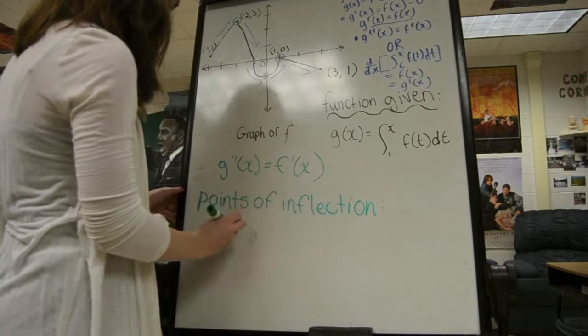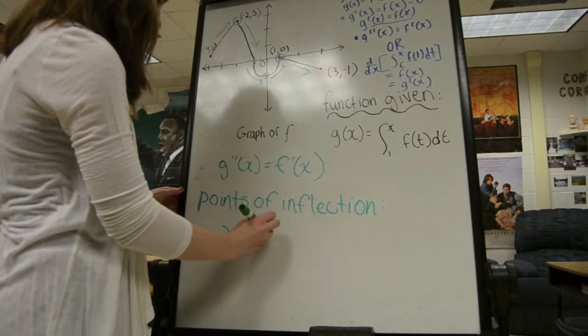Because the second derivative of g of x equals f prime of x changes sign at each of these values.